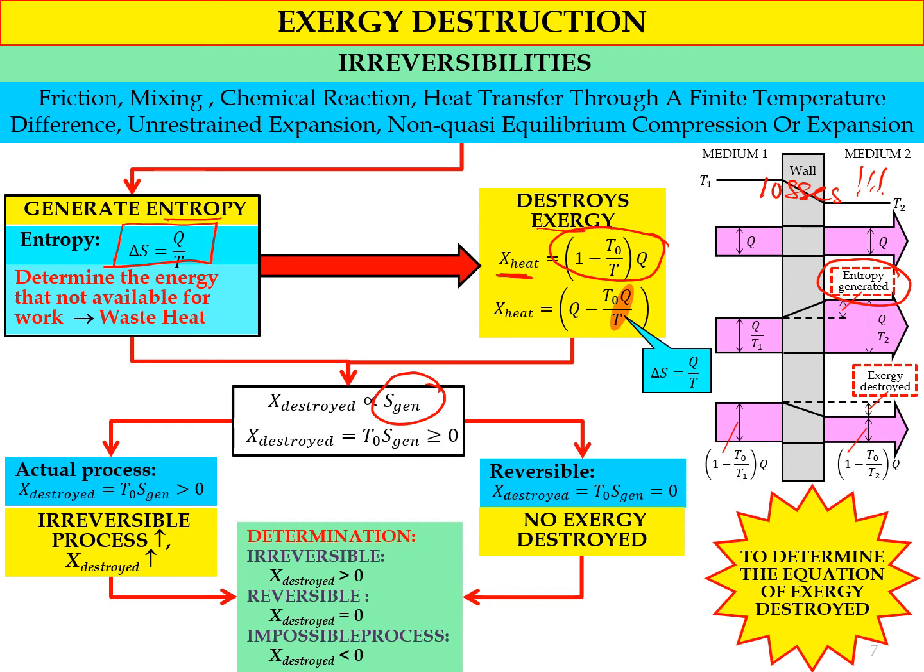Entropy generation is always increasing. However, if the losses are represented by exergy, the work ability, it is described as exergy destroyed. The value is reducing. The exergy destroyed is represented by this equation: exergy destroyed is T naught multiplied by S generation. So this is another way of calculating exergy destroyed.